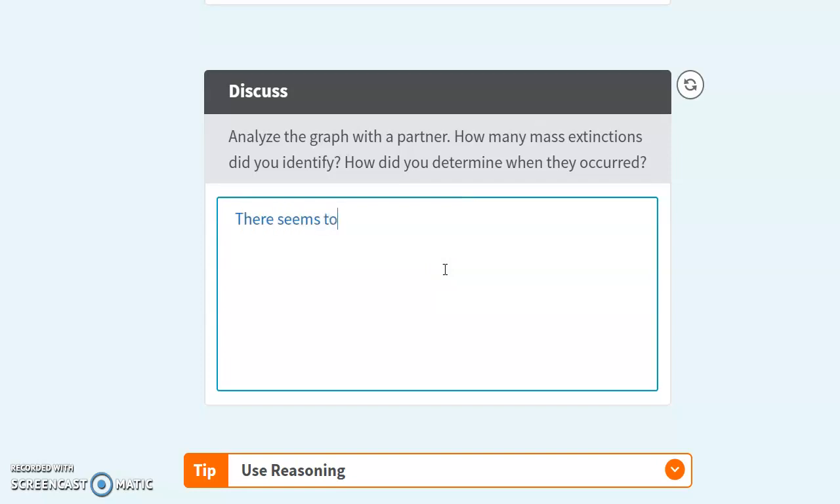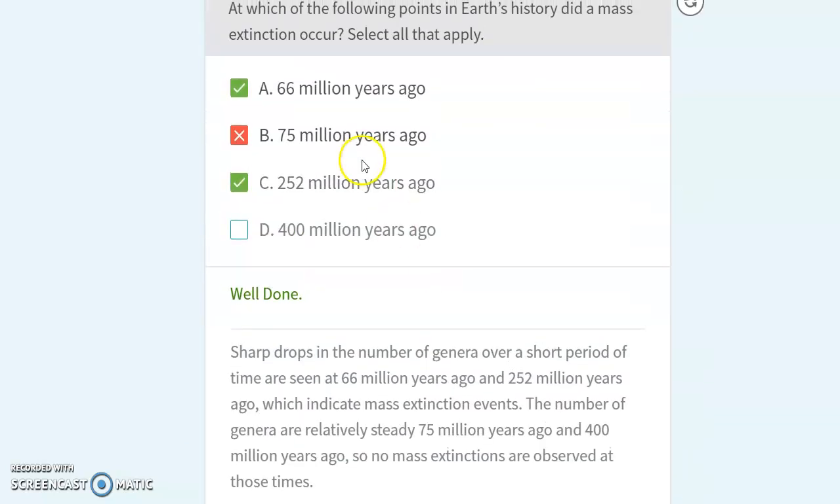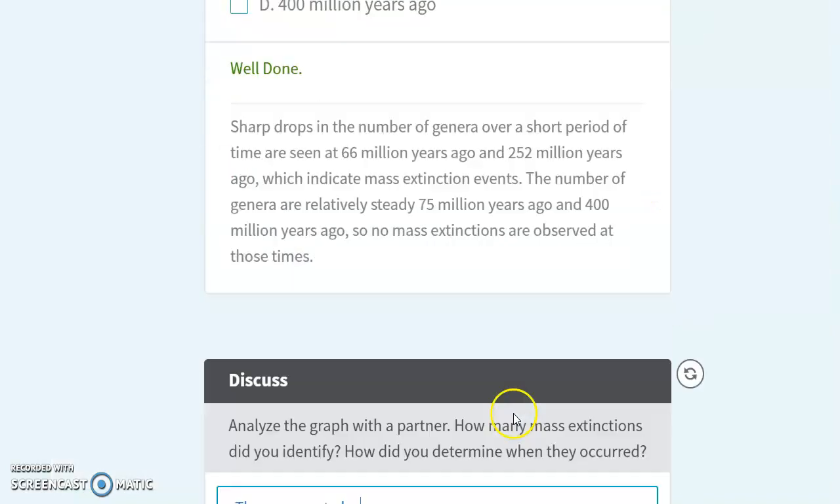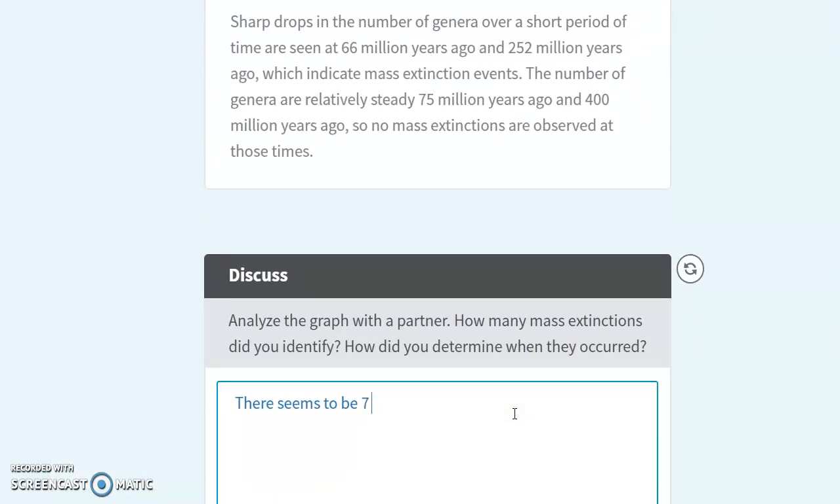There seems to be, let's see how many mass extinctions, because I also thought 75 million years ago would count, so let's look. It's really anytime it's going down at a steep angle. So 1, 2, 3, 4, 5, 6, 7. So 7. Seems to be 7 mass extinctions.